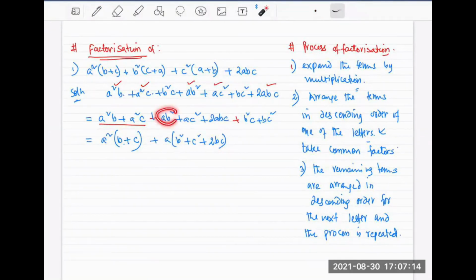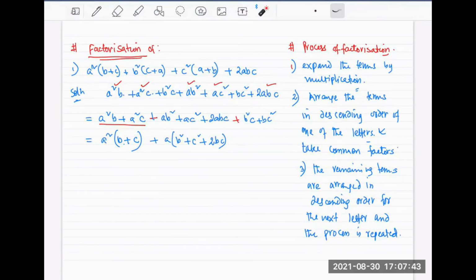Just from this part, A is taken out. So B square is remaining, which is inside the bracket. A is taken out, so this C square part here is inside the bracket. From the twice ABC, A part is taken out. So 2 and BC are inside the bracket. What about these two? B square C and BC square.